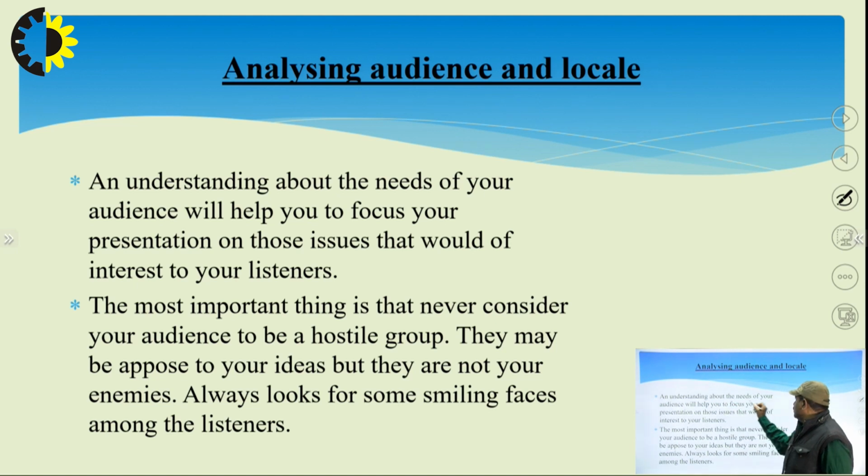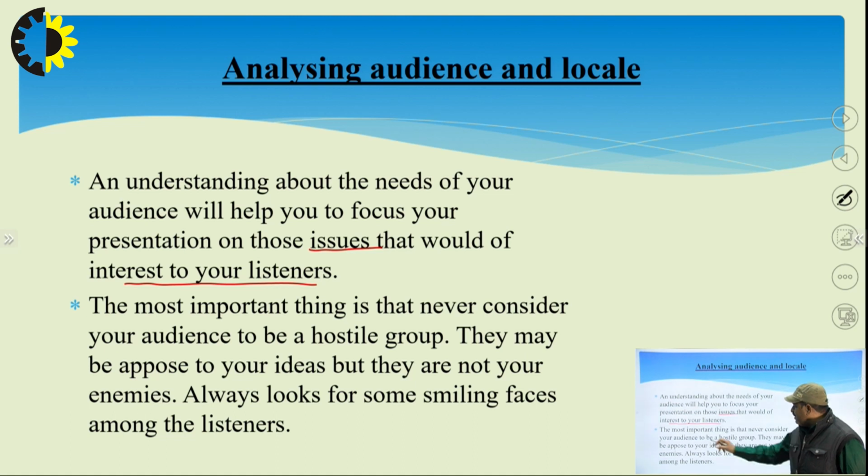Understanding the needs of your audience will help you to focus your presentation on those issues that would be of interest to your listeners. So, understanding the needs of your audience will help you to focus your presentation on those issues that would be of interest to your listeners.